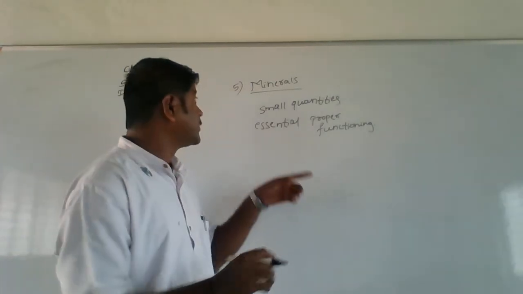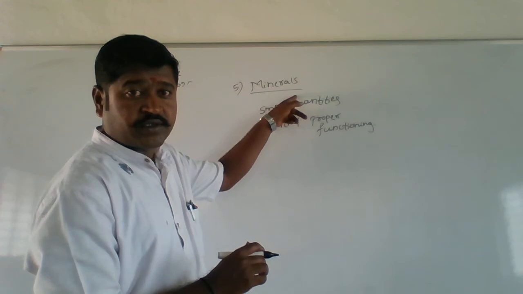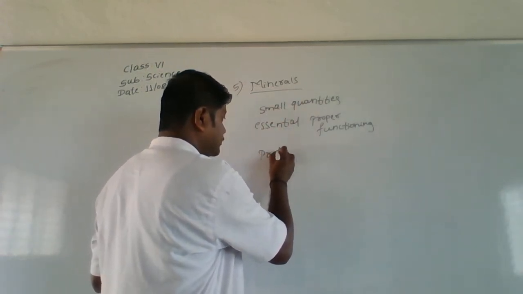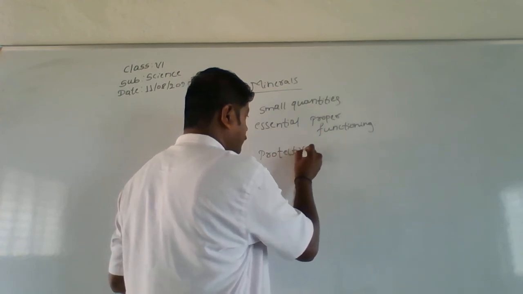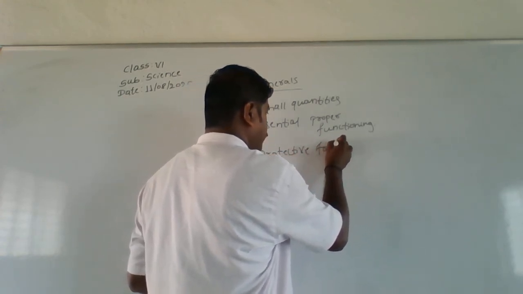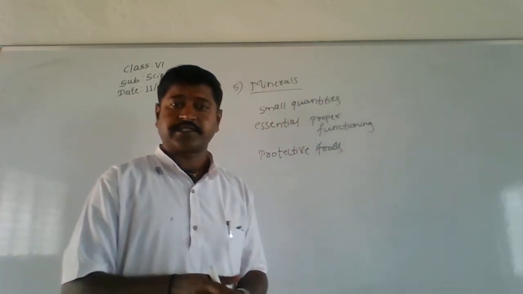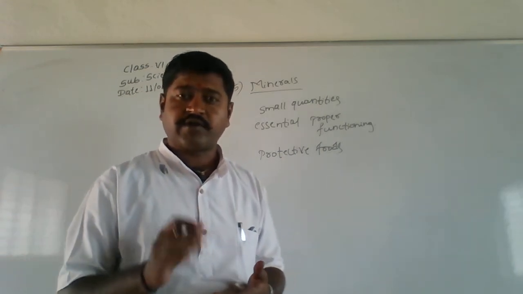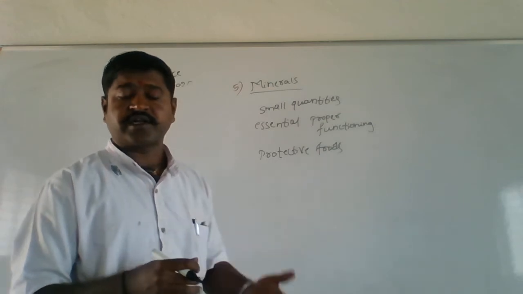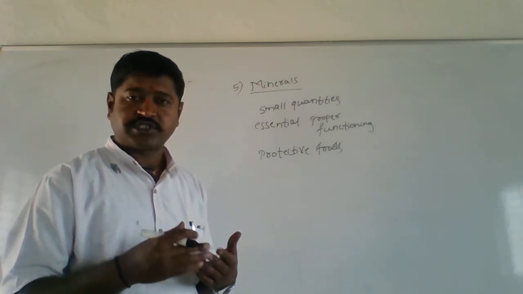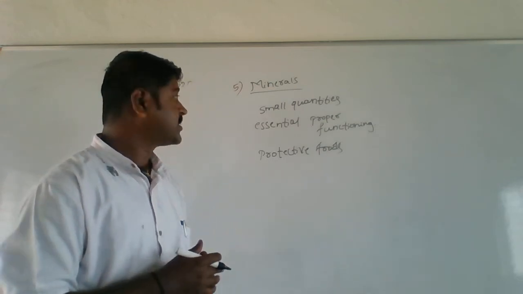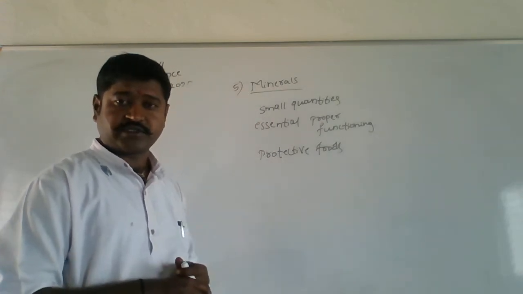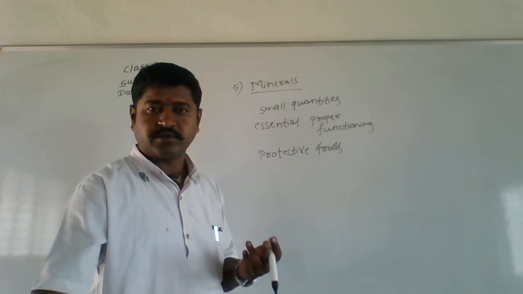Food items which have minerals in them are also called protective foods. In the earlier part about vitamins, we have seen vitamins were also called protective foods because they protect us, keeping our bones, teeth, gums and eyes healthy, right? Similarly, minerals are also called protective foods. Then what are they protecting? We'll see it.